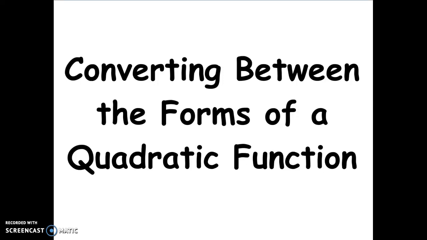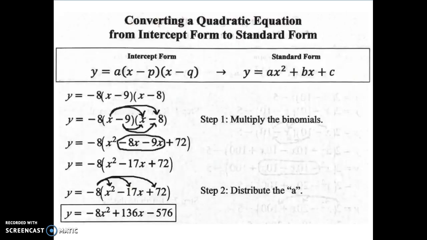Converting between the forms of a quadratic function. So we're going to begin by converting from intercept form to standard form. At the top of your sheet is just an example that I've worked through for you so that you can reference. So the first thing that we're going to do is simply multiply the binomials, and then lastly we'll distribute the a.